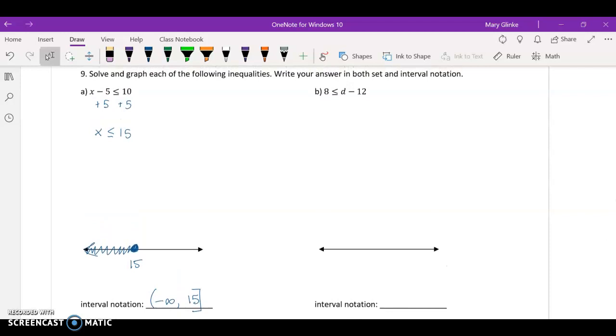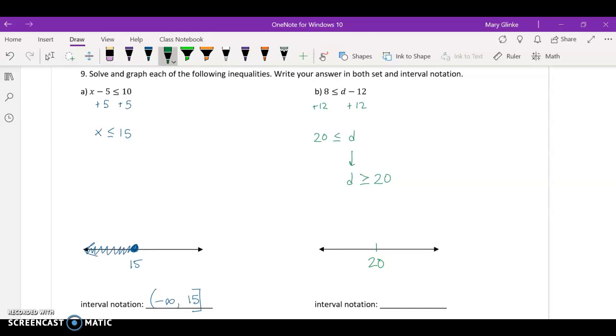For this next one, now I'm changing my variable. I want to get d by itself. I need to add 12 to both sides. So this is saying 20 is smaller than or equal to d. Now normally, we don't like looking at it like that. Normally we want the variable to be on the left side. So let's kind of look at what's happening here. 20 is supposed to be smaller than d, which means d needs to be bigger than 20.